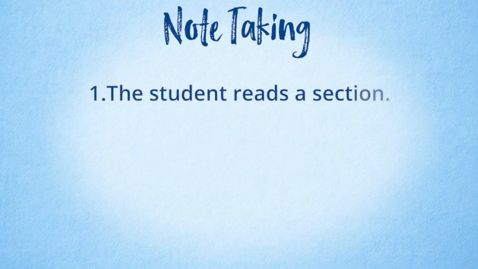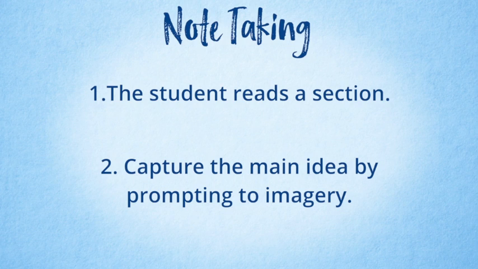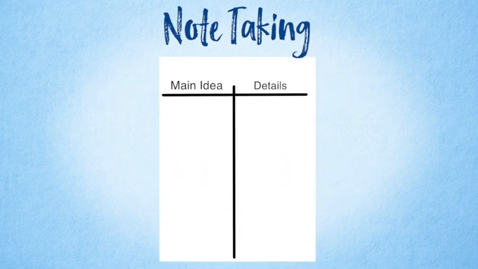Let's take a look at this simplified note-taking technique. Start by having the student read a section or a chapter, either out loud or to themselves. You want to help capture the main topics in what they are reading by prompting to imagery. Ask them what they pictured for certain sections. Make sure you're questioning towards the main ideas and not towards the individual details.